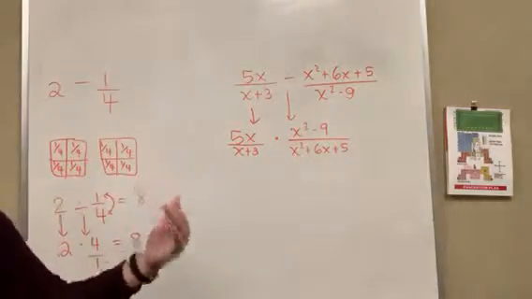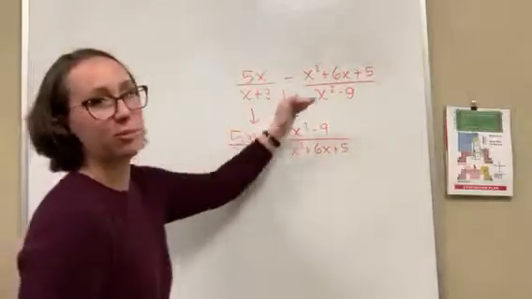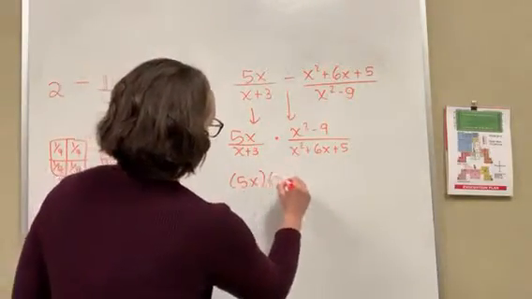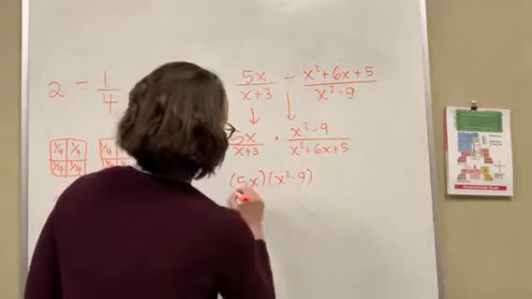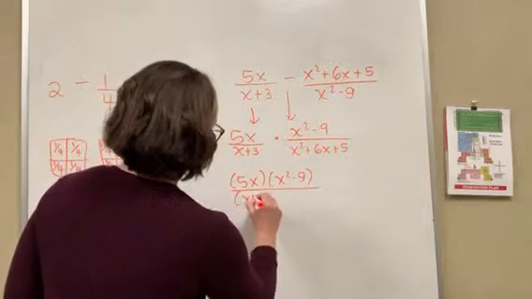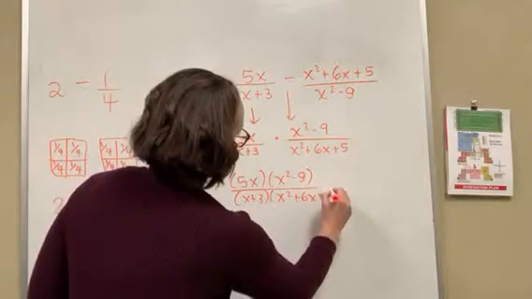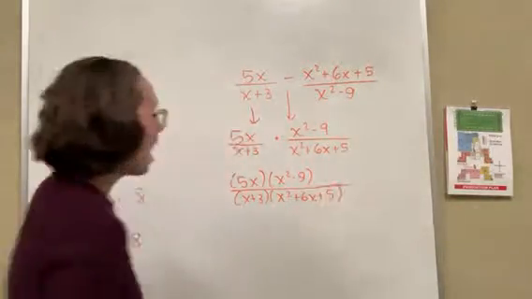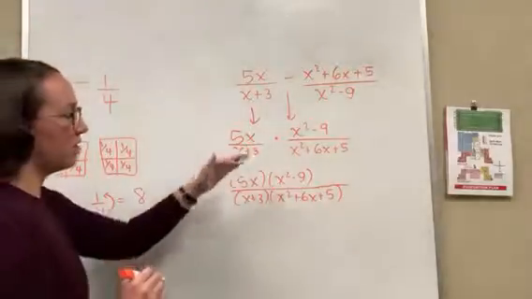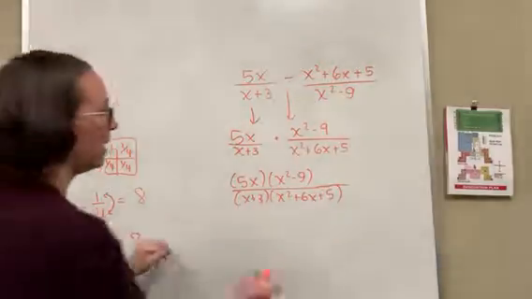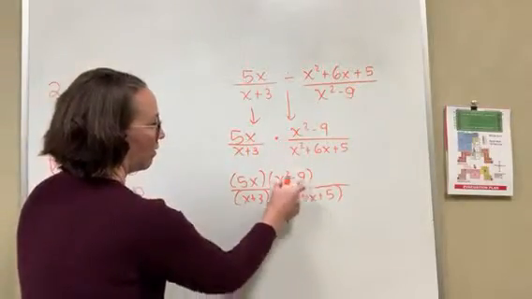In the previous video, we learned that when we multiply, we just multiply across. So let's rewrite this as 5x times x squared minus 9 over x plus 3 times x squared plus 6x plus 5. I don't see any common factors with the way this is written, so I'm not sure what would get simplified. So now we're going to rewrite each of these quadratics into factored form.